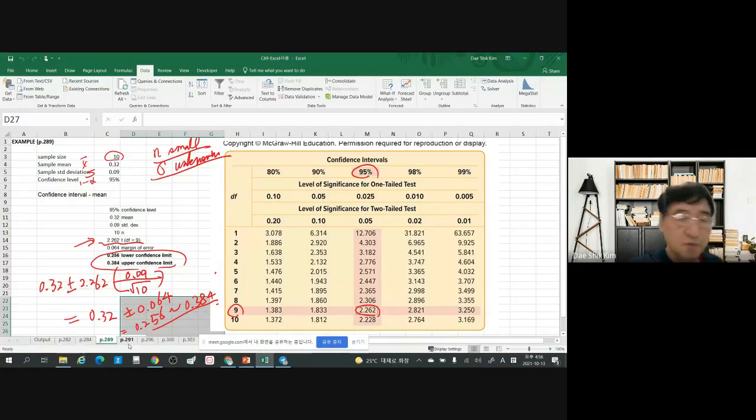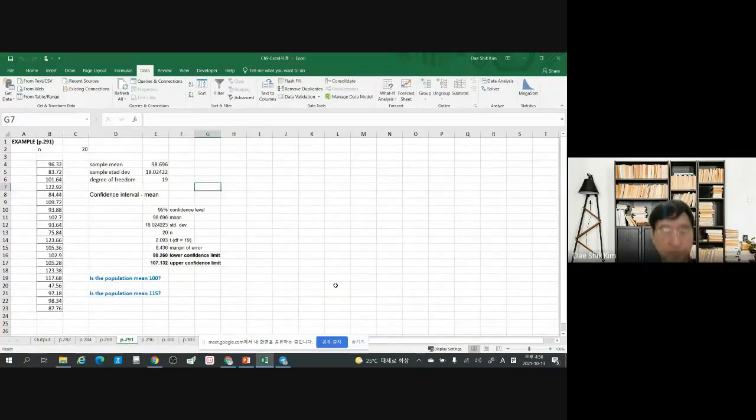Page 291. The manager of Inlet Square Mall near Fort Myers, Florida, wants to estimate the mean amount spent per shopping visit by customers. So they want to know how much money is spent per customer. They have chosen a sample of 20 customers. So this is 20 customers.